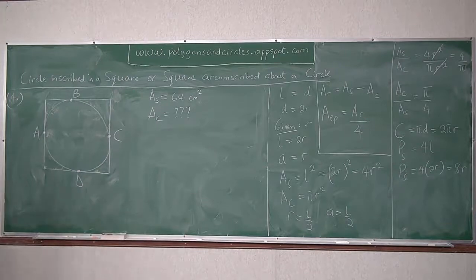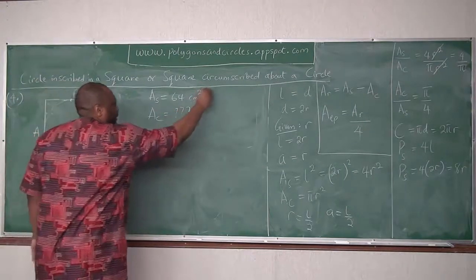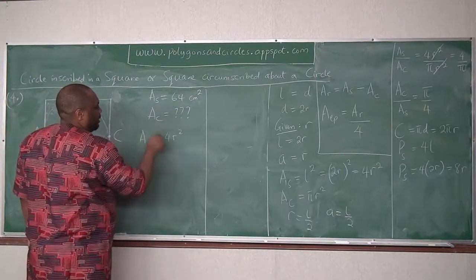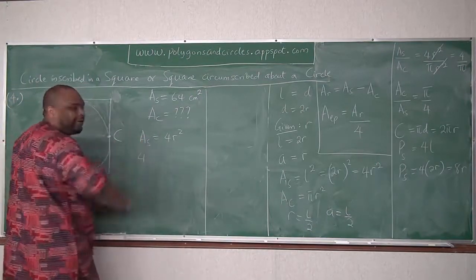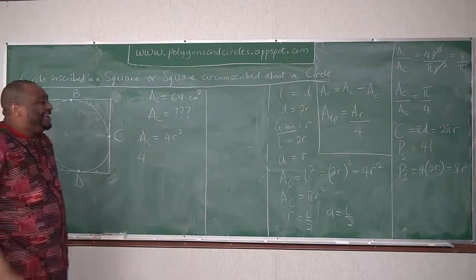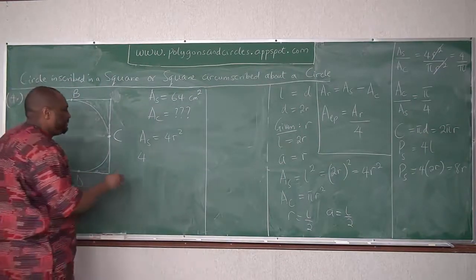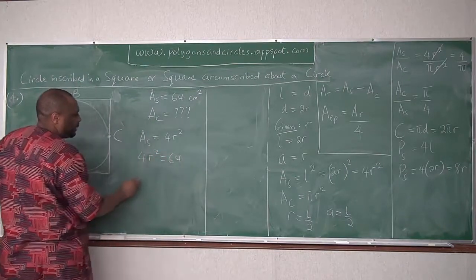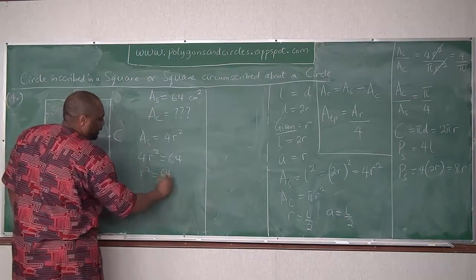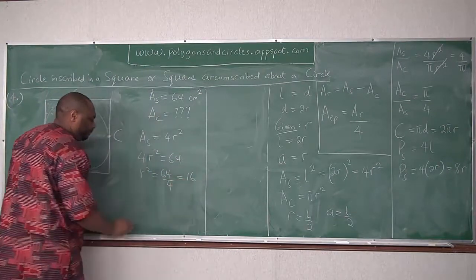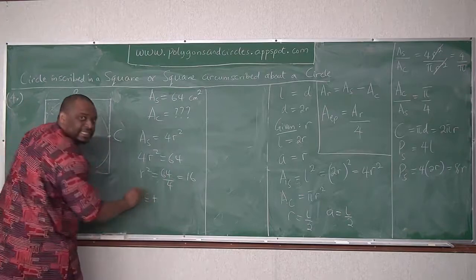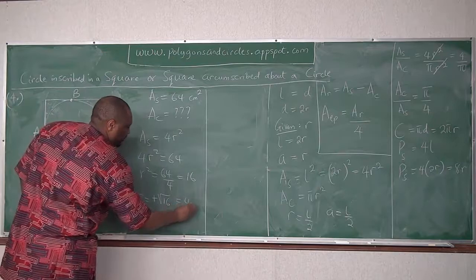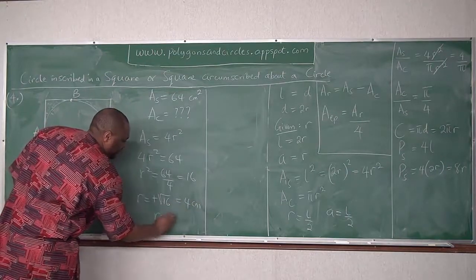Okay, so we already know that the area of the square is 4 r squared. So 4 r squared is equal to 64. So r squared is 64 divided by 4, which is 16. R will be the positive square root of 16, which is 4 centimeters. R is 4 centimeters.